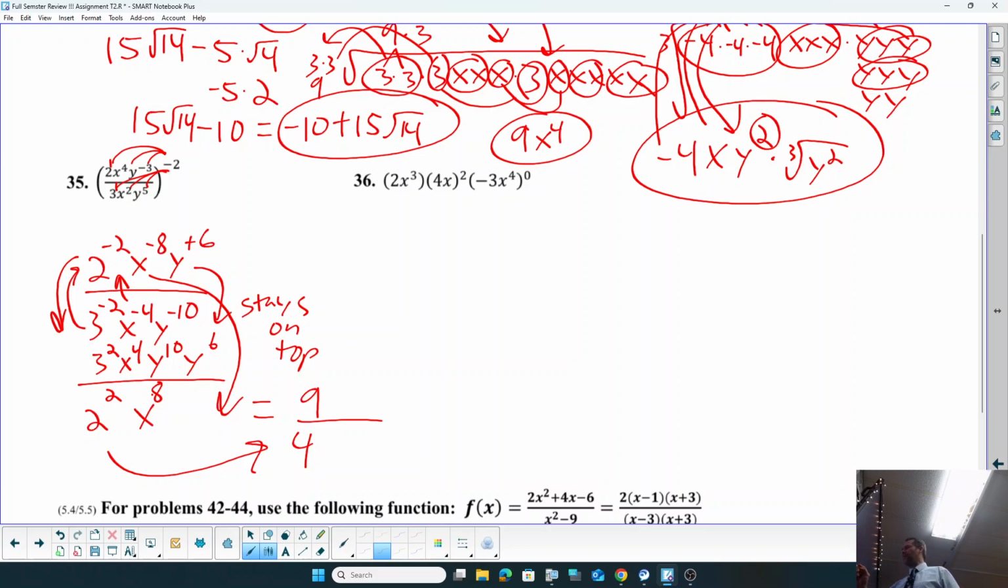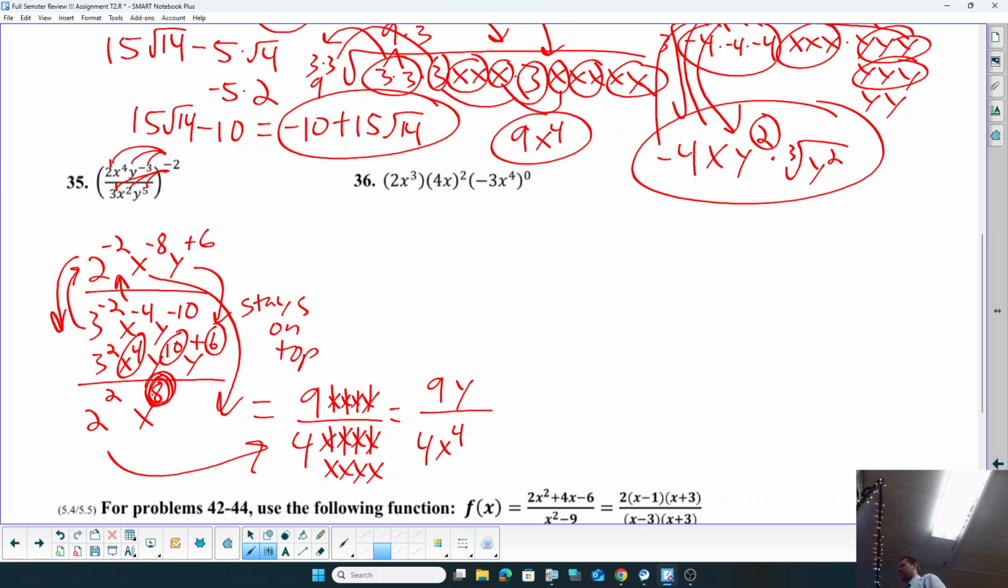X to the 4th on top. Well, 4 of them are going to cancel with the bottom. So that's going to be 1, 2, 3, 4 of them are going to cancel with the bottom. And so that's going to leave us with how many left? That's going to leave us with 4 left because there were 8 of them total. And so that'll be 9 fourths x to the 4th power. And then on top we'll have 10 plus 6. Same base, add the powers. So y to the 16. And there's your answer.